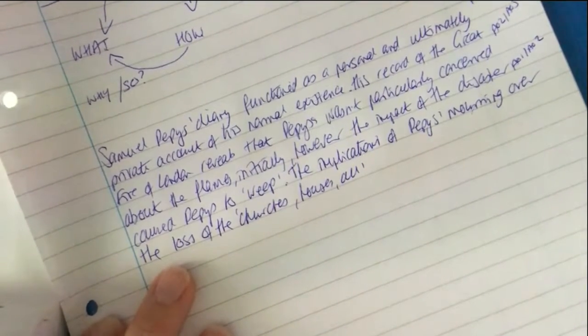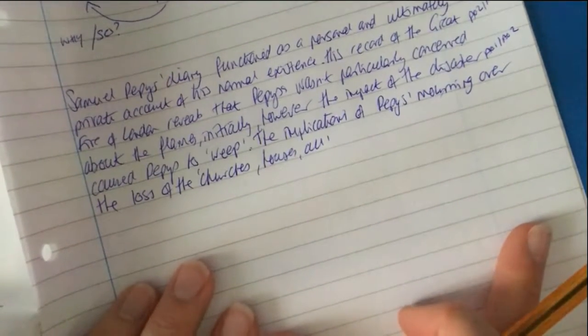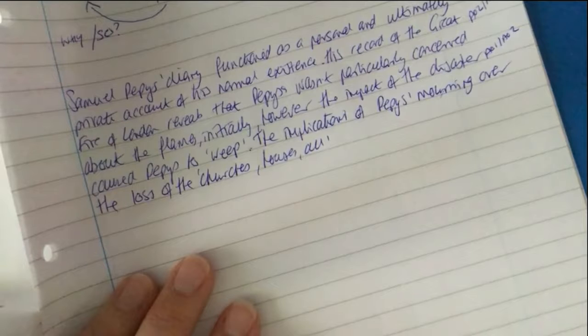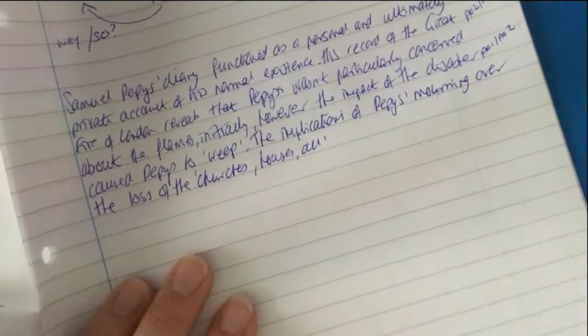So we're embedding our quote here. You don't have to go in the quote. You're not allowed to use the word quote. It's banned. The implication of Pepys's mourning over the loss of the churches, houses, all. So the implication of that. What is the significance of that? That's the significance of the fire, which he didn't anticipate at the beginning, when he called it.